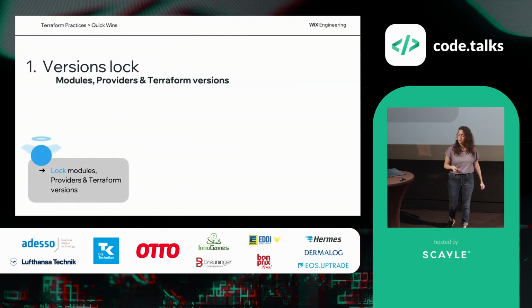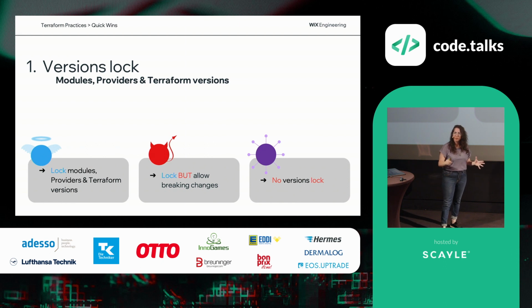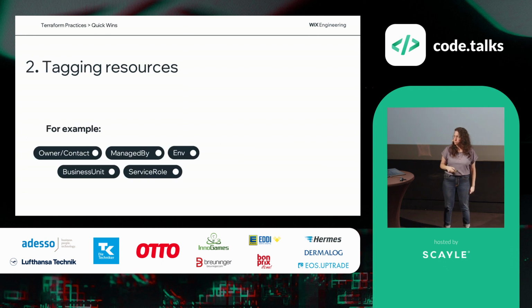So in regards to versions lock, the good thing is to lock modules, providers, and Terraform version. The bad thing is to lock, but in a way that will still allow breaking changes to occur, because if you lock to a minor version as opposed to major version, then still breaking changes will go through, so it's not that great. And the ugly thing is to have no versions lock whatsoever, because trust me, you will have syntax issues, you will have a lot of things that you didn't plan to encounter.